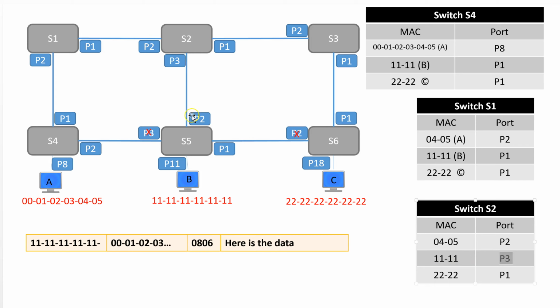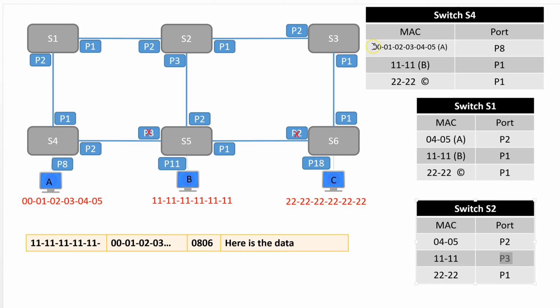He then sends it down to S5, who has his own table, which I didn't draw here. His table says, hey, to deliver to 11111111, send it out P11. He sends it out P11. It gets delivered to B. And that's how it works when all the tables are full.